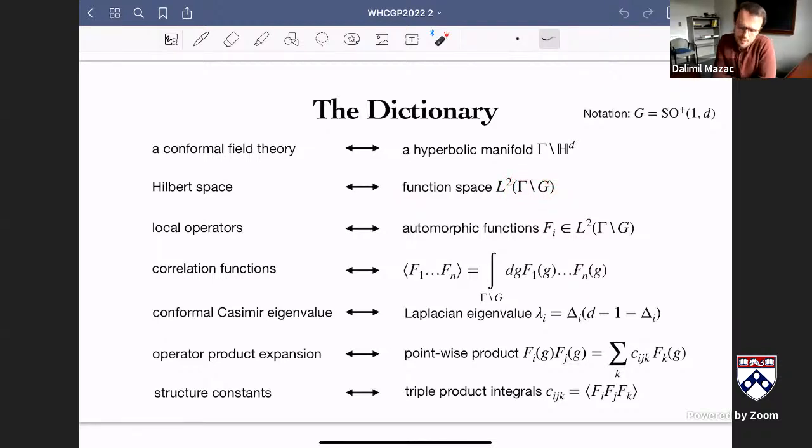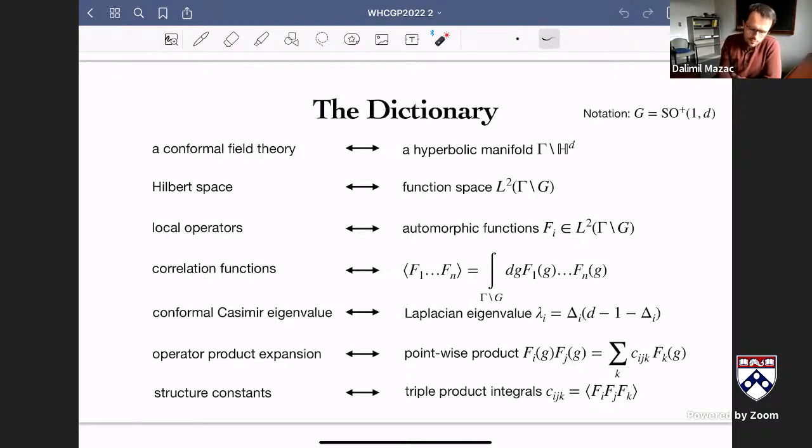I want to insist on using functions not just on the manifold but on this G mod Gamma coset space, which is some kind of a bundle over the manifold. The nice thing about this space is that it's a unitary representation of G. I can act by right multiplication on G mod Gamma.